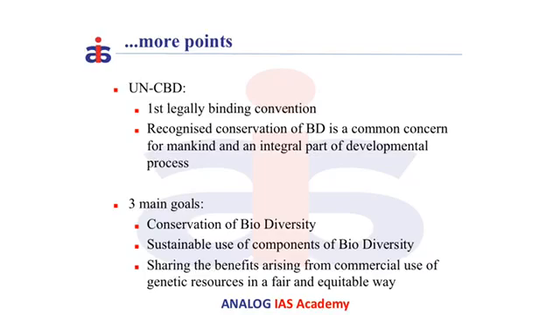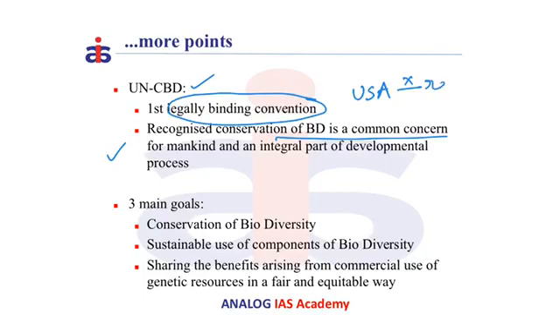Now let us discuss the UN Convention on Biodiversity. It recognized that conservation of biodiversity is a common concern for mankind and an integral part of the development process. It was the first legally binding convention. The important point to be noted here is that the USA was a signatory to the convention and has not yet ratified the convention so far.